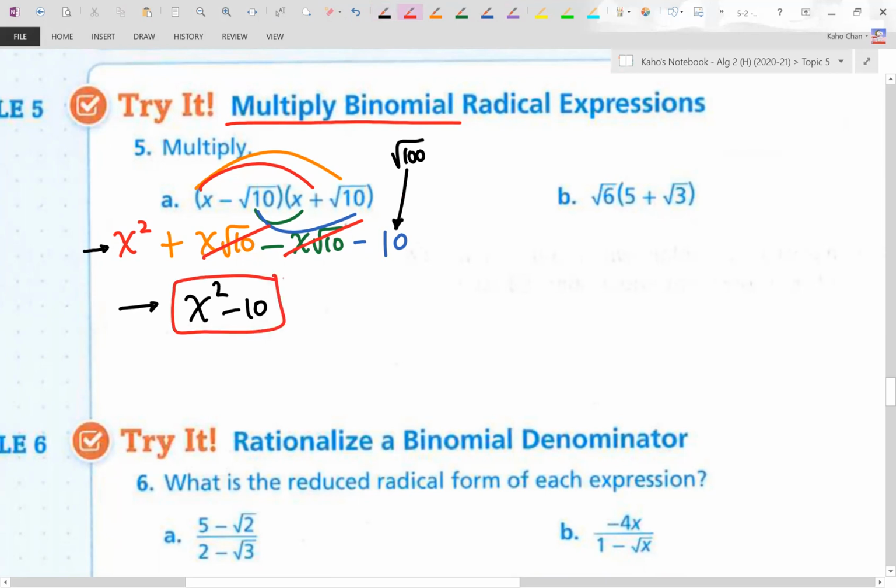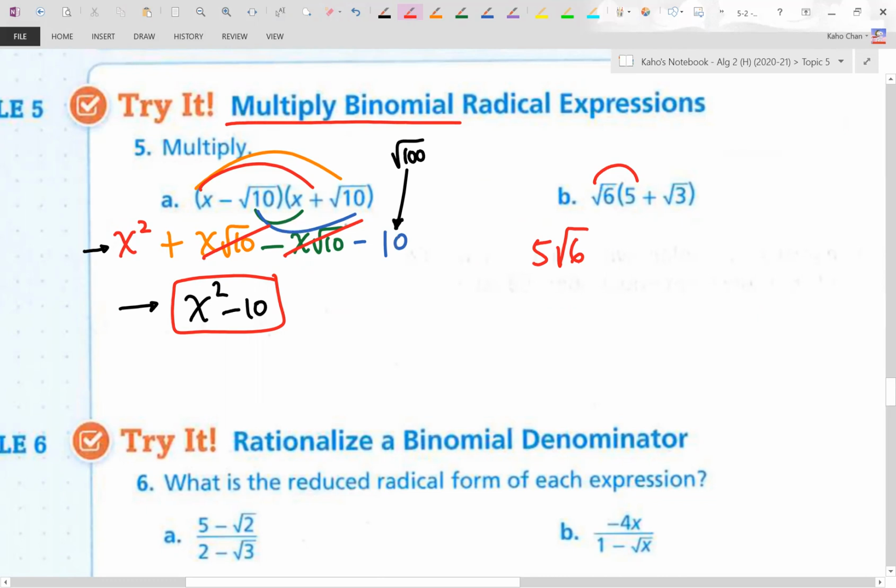Ooh, the next one is not FOIL, but distributive property. Let's do that. Oh, be careful here, okay? The 6 is underneath the radical, the 5 is not. Those are separate. So root 6 times 5 is not root 30. That would be bad. It's 5 times root 6 like that. They're separate. They can't be combined together.